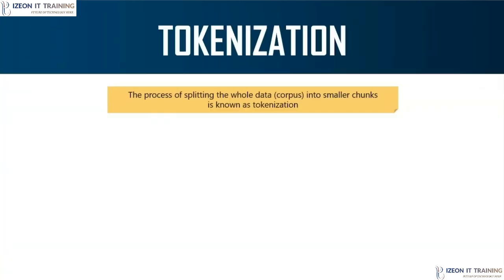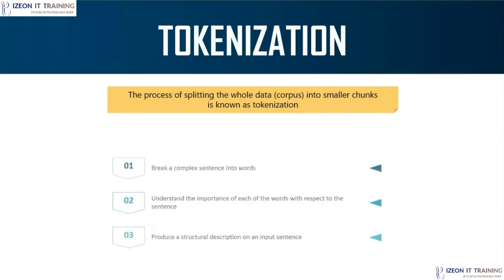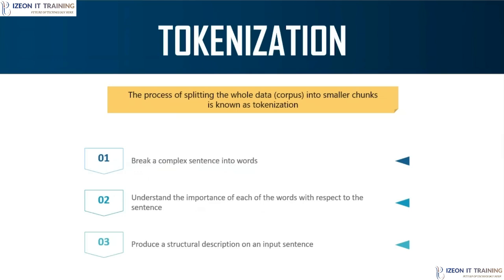So firstly, we're going to discuss about tokenization. Now, tokenization is the most basic step in text mining. Tokenization basically means breaking down data into smaller chunks or tokens so that they can be easily analyzed. Now, how tokenization works is it works by breaking a complex sentence into words, right? So you're breaking a huge sentence into words. You'll understand the importance of each of the word with respect to the whole sentence, after which you'll produce a description on an input sentence.